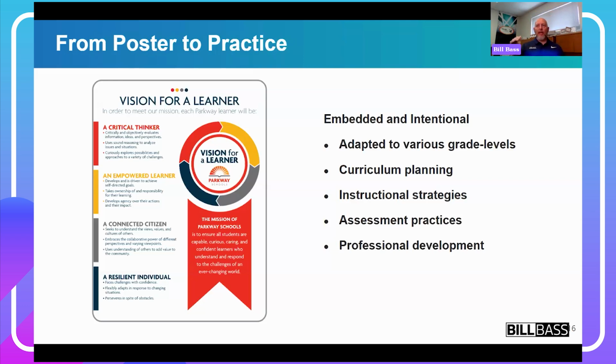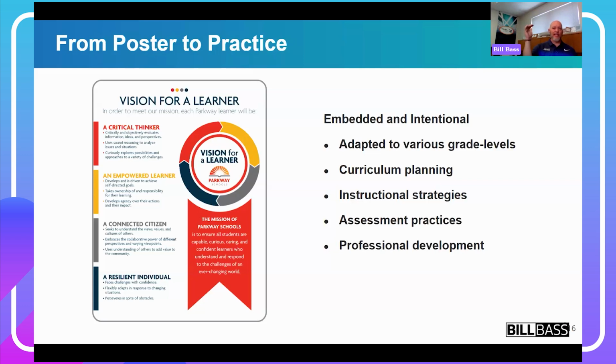So if we're going to take this from a poster that's on the wall into our practice, we have to make it embedded and intentional. And that can mean a lot of different things. That can mean that we have to adapt it. So many times, Portrait of a Graduate is like, you're a senior. Congratulations, you've done all the things. Now we're going to figure out who you are along the way.